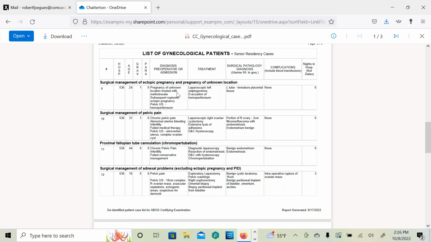any chorionic villi, which would support the diagnosis of an intrauterine pregnancy. Good. That fleshes out the answer much more nicely as far as case defense.